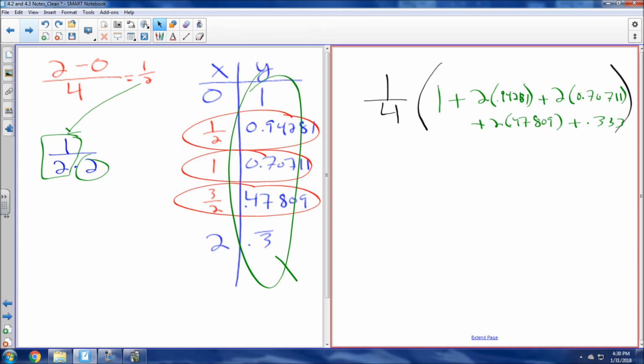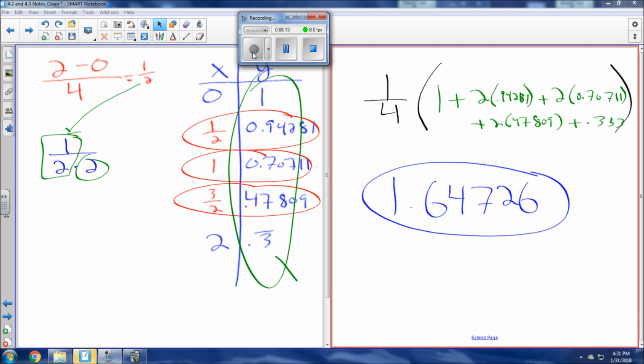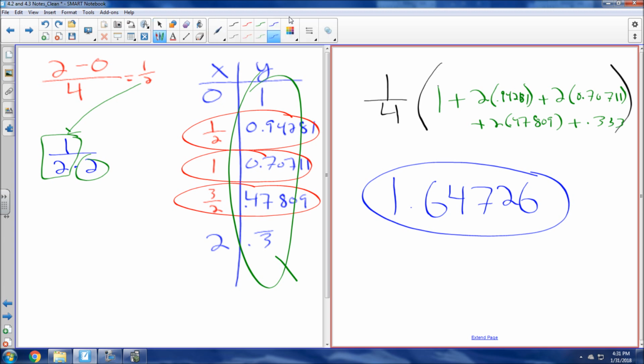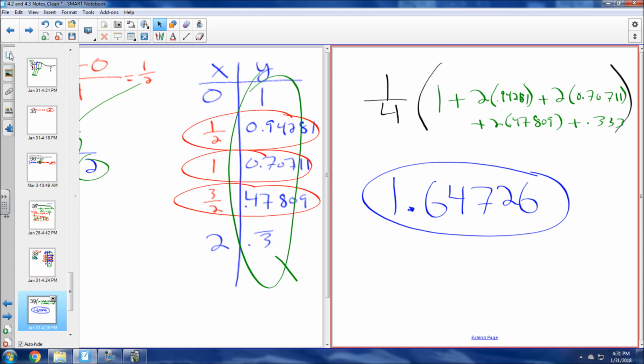Okay? And I will do that now, so just hold on 1 second. All right, so my approximation came out to about 1.64726. So that's what I think the area under the curve is. And remember, this is an integral.